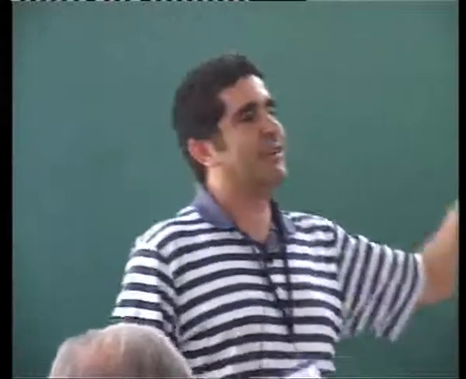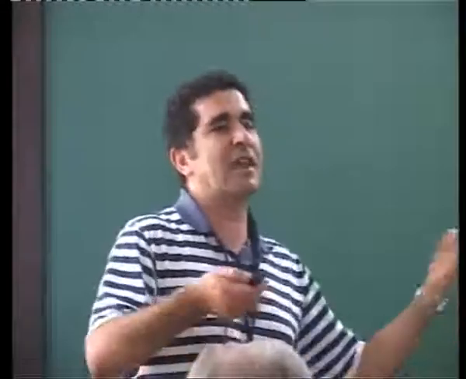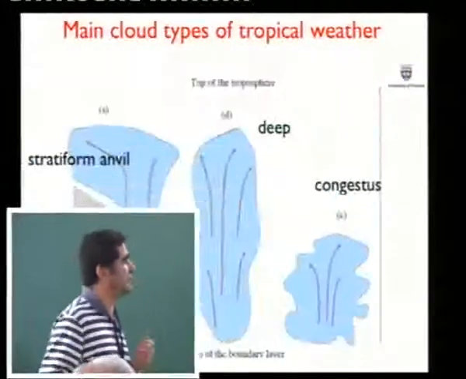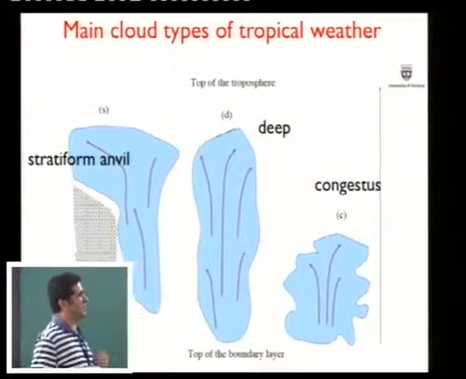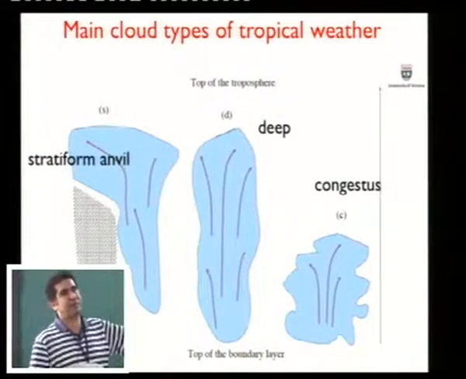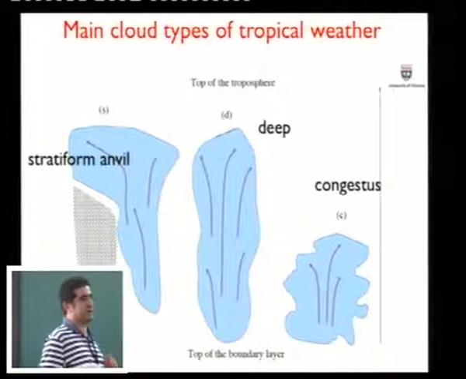And also, they detrain. By detraining, they will leave moisture. So they are going to moisten through at least two different dynamical processes that lead to moistening. After a moistening episode, you get deep convection. Deep convection lagged by stratiform anvils.